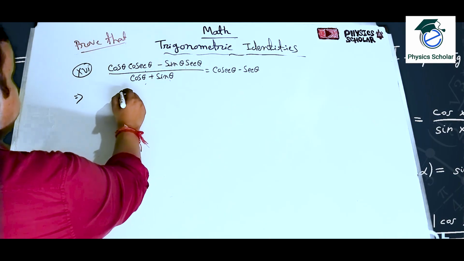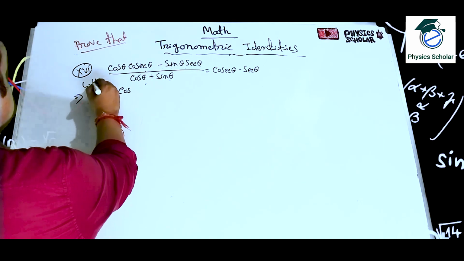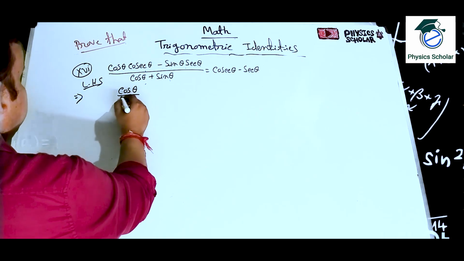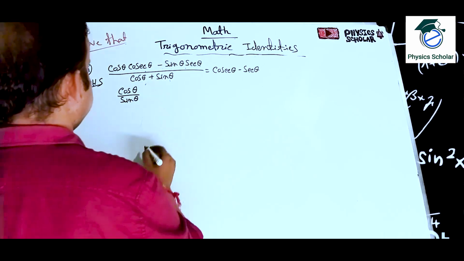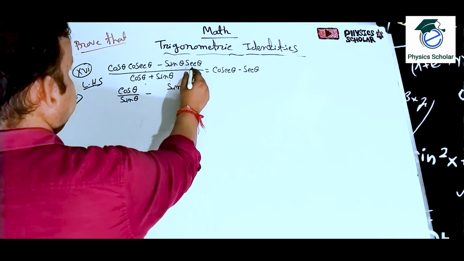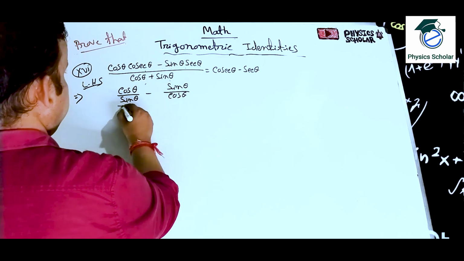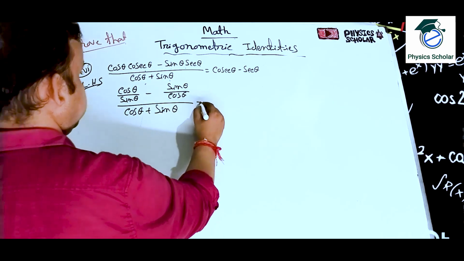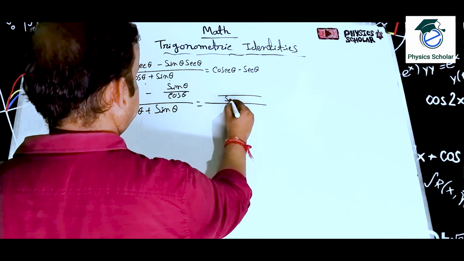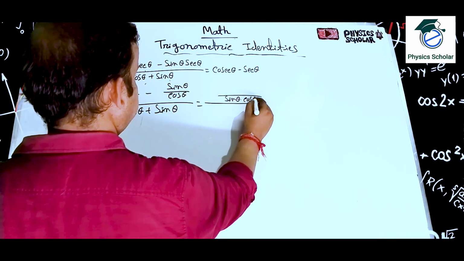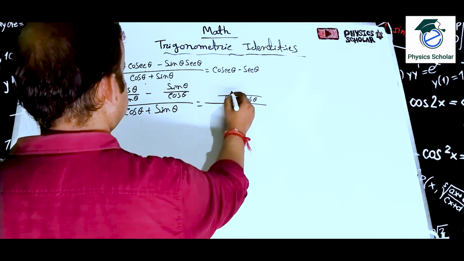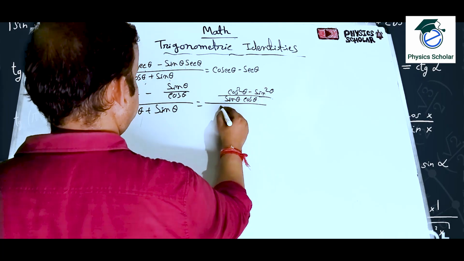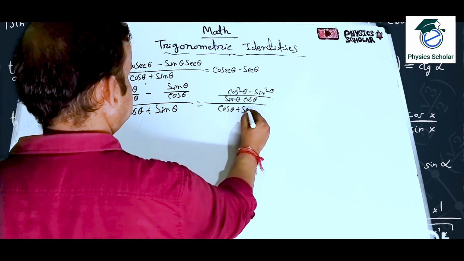So now it is cos theta, left hand side. Cos theta and cosec means 1 by sin theta, minus sin theta; sec means 1 by cos, that means sin theta by cos theta. Clear? Divided by cos theta plus sin theta. So sin theta into cos theta will be the LCM. So it is cos square theta minus sin square theta divided by cos theta plus sin theta.